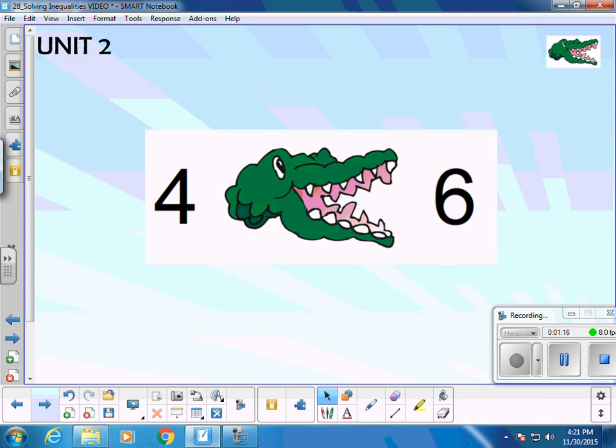Okay, just a reminder, remember we talked in class about how to remember which way the larger side goes. If you think of a crocodile's mouth, he's going to go eat the larger number. So if you look at this example, we have a 4 and a 6, and the crocodile wants to eat the 6 because it's more food in his belly.